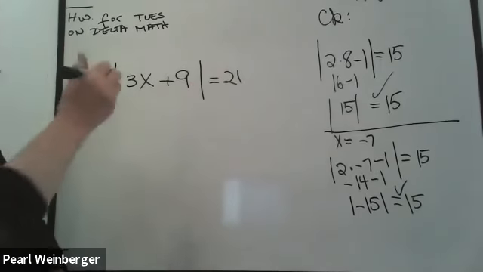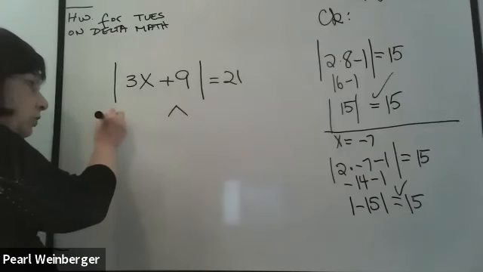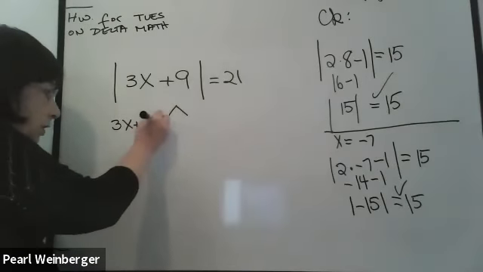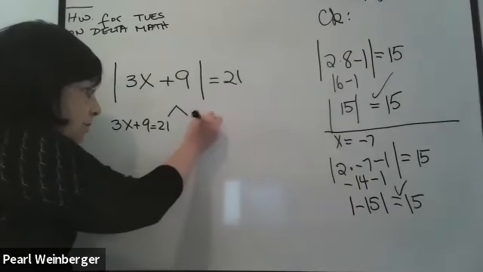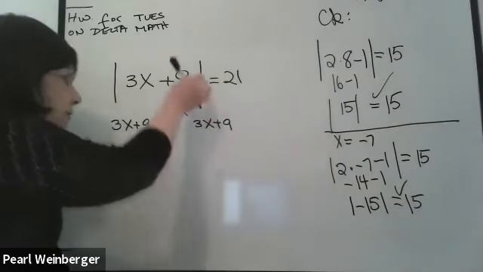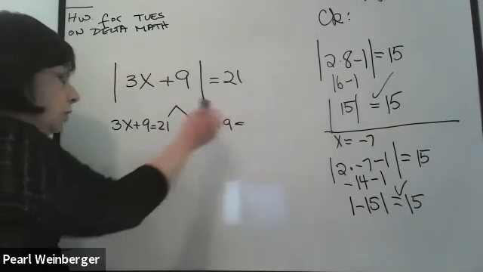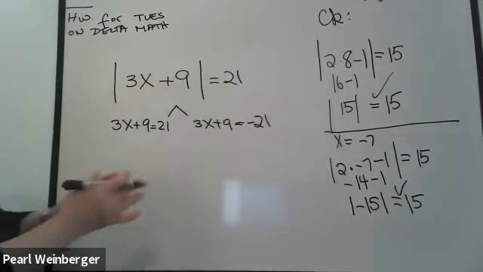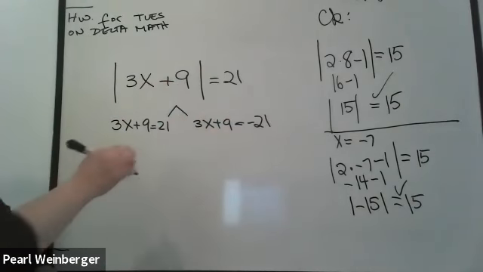I go further by writing two equations. One equation is 3x plus 9 equals 21. And the other equation is the same 3x plus 9, the same thing that's inside here, but instead of being equal to 21, we equal it to negative 21. So we get these two equations, and we have to solve both of these equations.